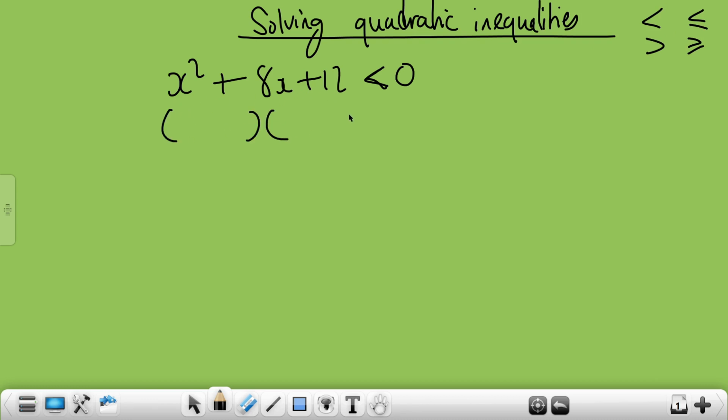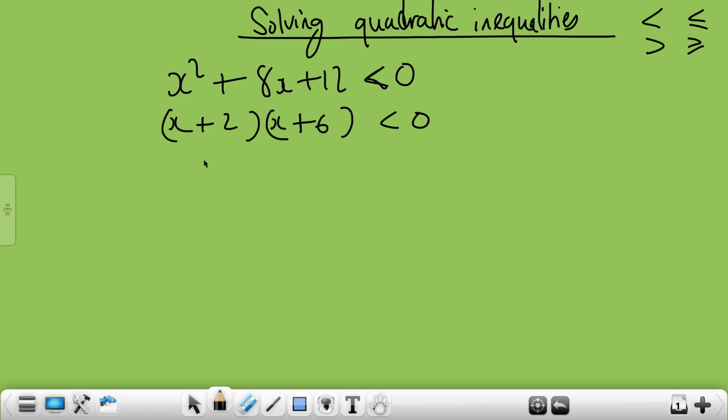It is a quadratic, so we're going to have double brackets. Now, what two numbers multiply together to give you the 12, the last number, but when added together give you the middle one? Well, it's going to be 2 and 6, because 2 times 6 is 12, 2 add 6 is 8. You could put the 6 and 2 there. You can swap them around, it makes no difference.